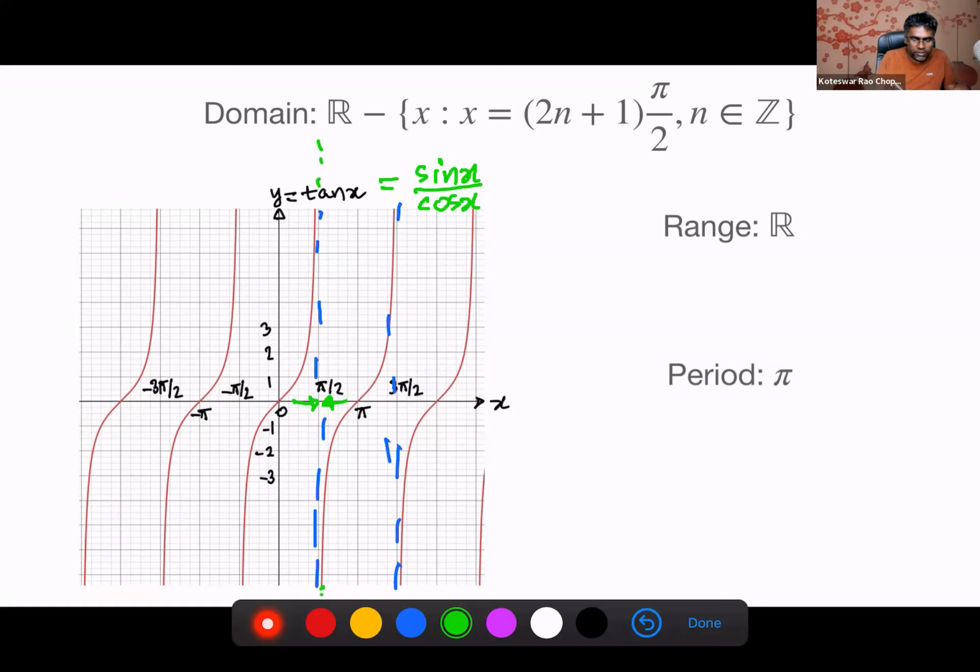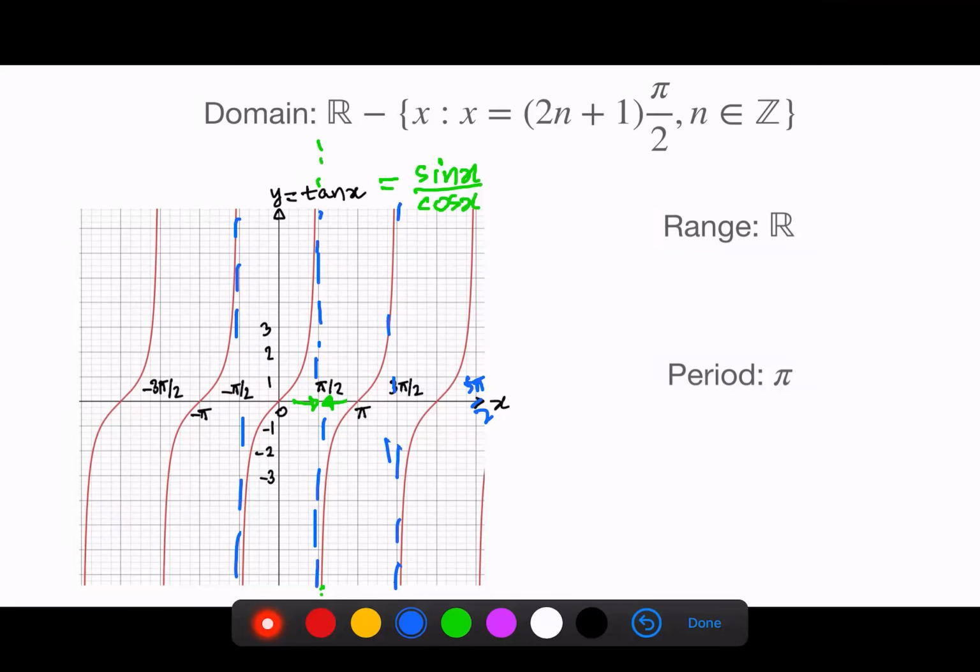You guys see this? So let me highlight here. Between minus pi by 2 and pi by 2, you have a pattern, right? And after that, between pi by 2 and 3 pi by 2, you have the same pattern. And again, between 3 pi by 2 and 5 pi by 2, you have the same pattern. So every pi radians, tan x is giving you the same set of values, basically all the real numbers. Fair enough, guys? Yes, sir.